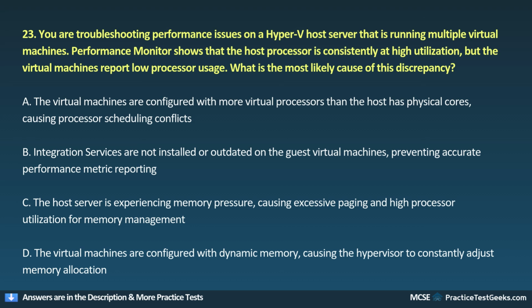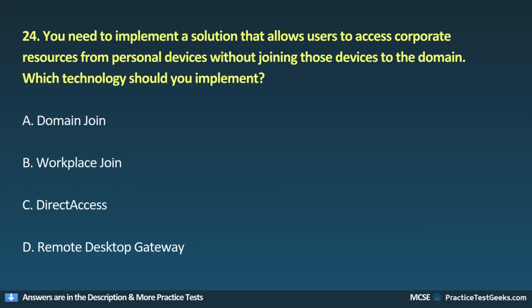A. The virtual machines are configured with more virtual processors than the host has physical cores, causing processor scheduling conflicts. B. Integration services are not installed or outdated on the guest virtual machines, preventing accurate performance metric reporting. C. The host server is experiencing memory pressure, causing excessive paging and high processor utilization for memory management. D. The virtual machines are configured with dynamic memory, causing the hypervisor to constantly adjust memory allocation.